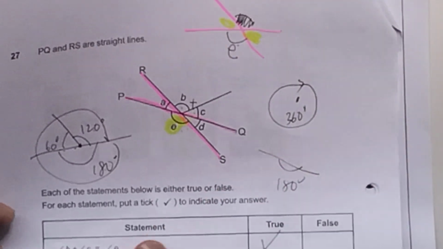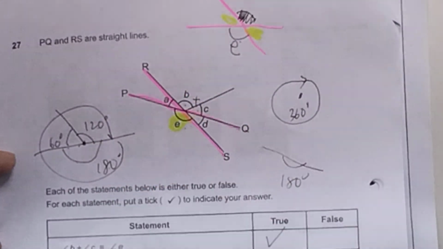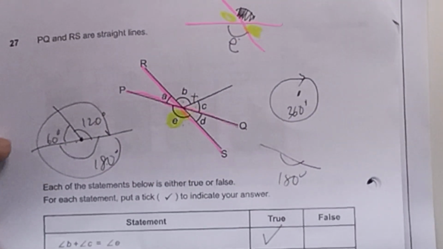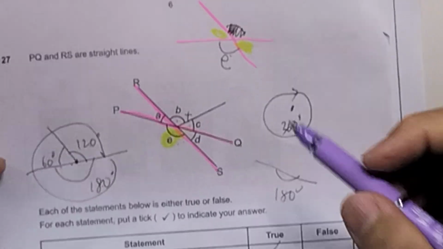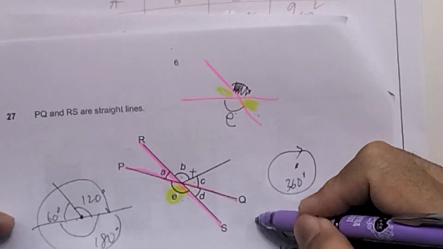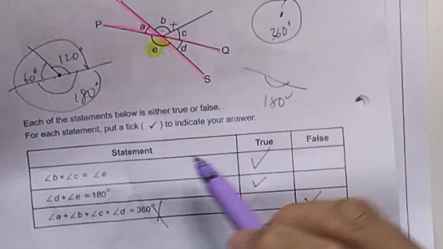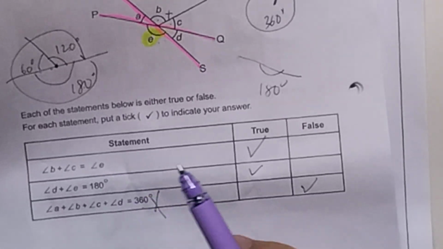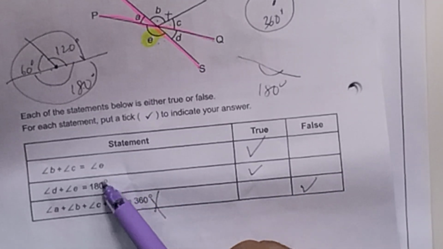So this kind of question, there's no working, right? Use your brain, use your knowledge. Remember what your teacher has taught you. We call these facts a vertically opposite angle, angle in a straight line, and then you compare what you have learned with what is being asked.